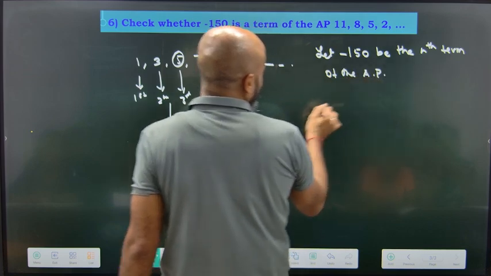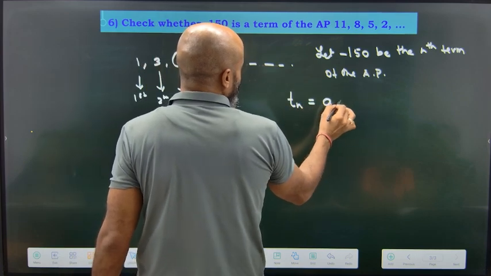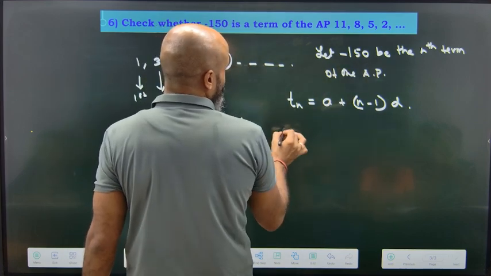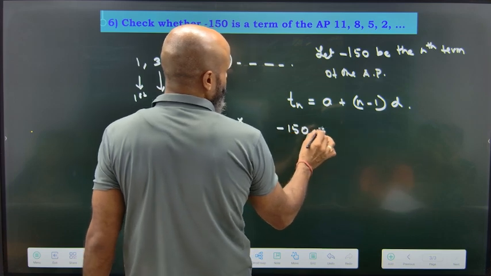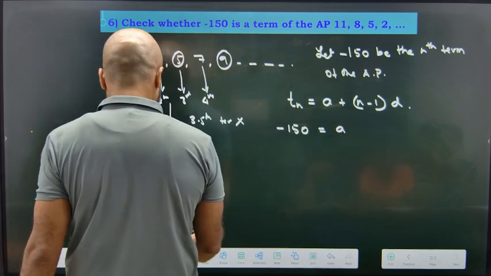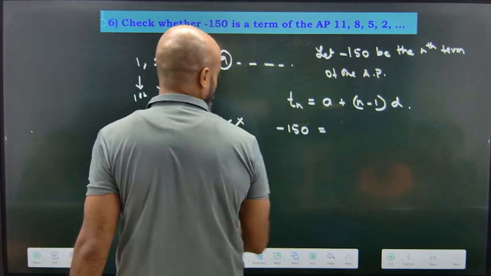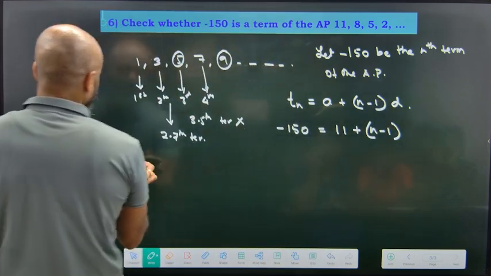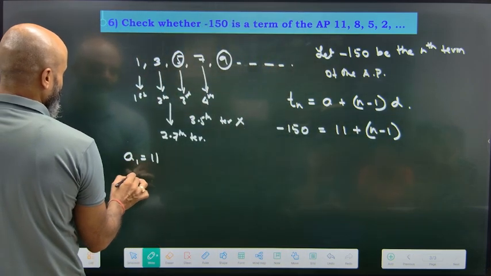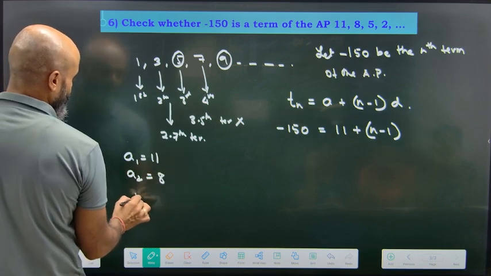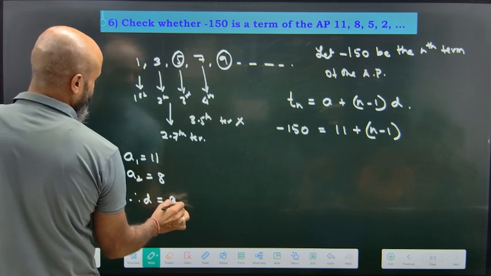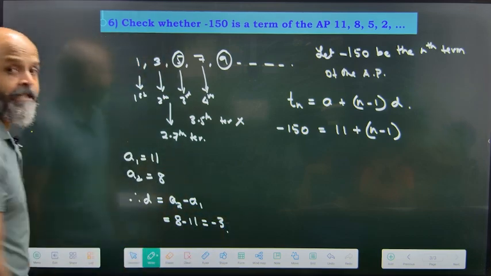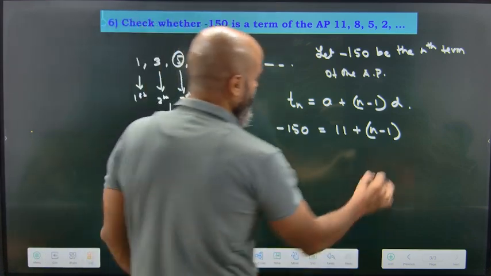Now an or tn is one and the same thing, so tn is equal to a plus n minus 1 into d. So minus 150 is equal to a, that is 11, plus n minus 1 into d. What is d? a1 is equal to 11, a2 is equal to 8. So the value of d will be a2 minus a1, that is 8 minus 11, that is minus 3. d is minus 3.